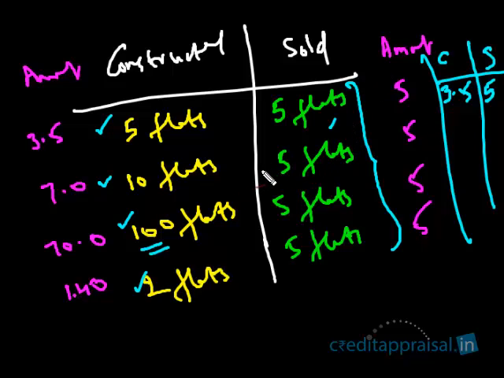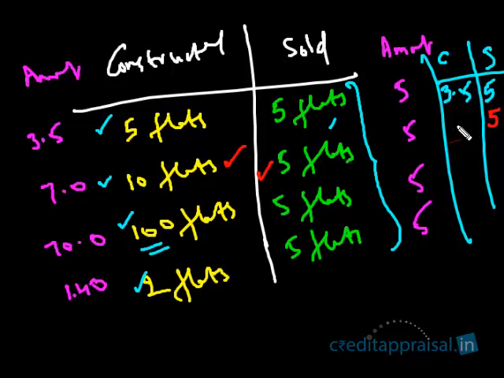So let's take scenario 2. In this scenario, we have sold only 5 flats, but my progress is 10 flats. I have completed construction of 10 flats. So my cost incurred in this project so far is 7 crores, whereas I received only 5 crores. So what is the profit in this case? See, as per the matching principle, let us take the sale as 5 crores.